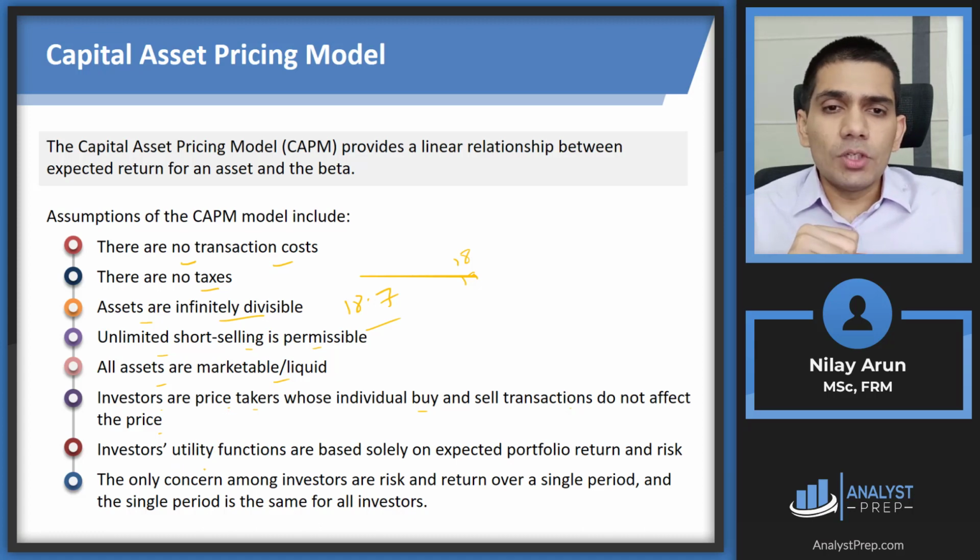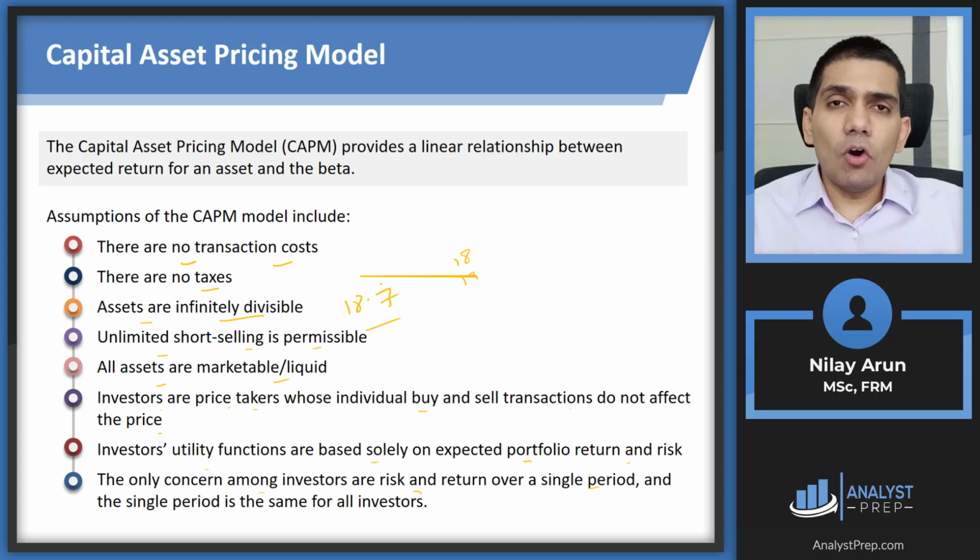Then investors' utility functions are based solely on the expected portfolio return and risk. Why do we do this? Because in portfolio theory, all the graphs, all the space that we are working with would have only two things, and that is your return and risk. So we work only in this space. The way we define risk will keep on changing within portfolio theory, but we will still take risk on one of the axes. Finally, the only concern among investors are risk and return over a single period. So it's a single period model, and this single period is the same for all the investors.